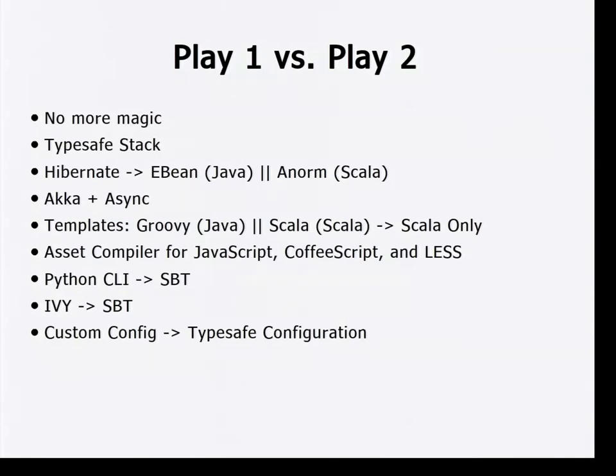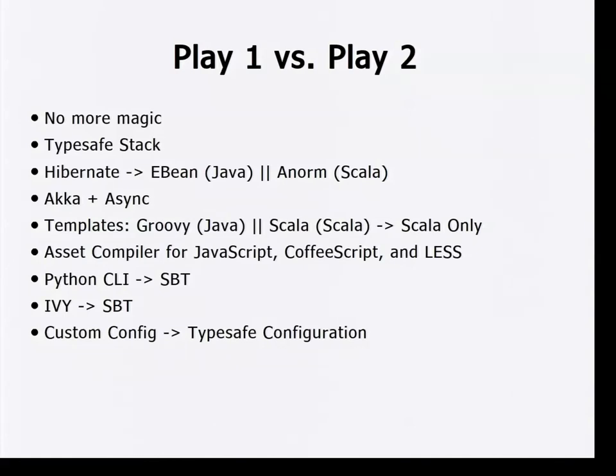In Play 2, they've integrated Akka and async into the framework. We'll talk more about this when we talk about Comet and WebSockets in real time. But this makes really lightweight, really efficient ways to do long polling, Comet-style long polling, to do real time through WebSockets, that sort of stuff. So it's pretty sexy.